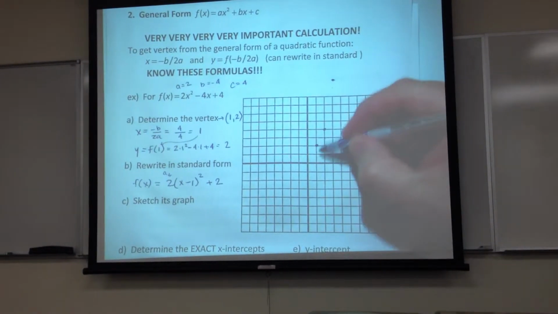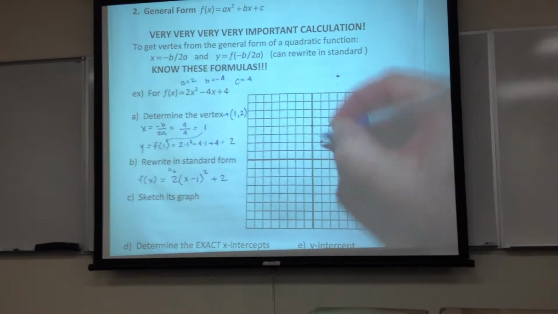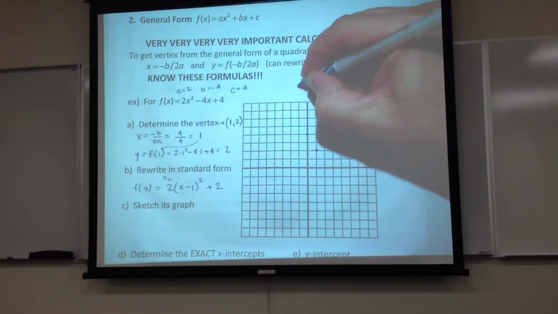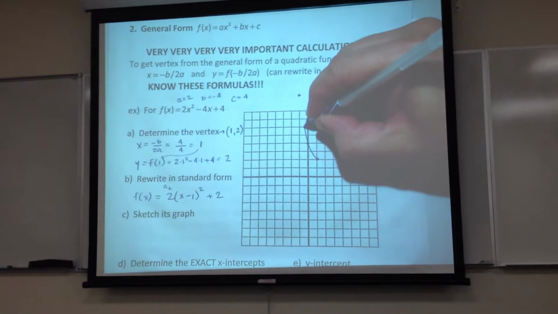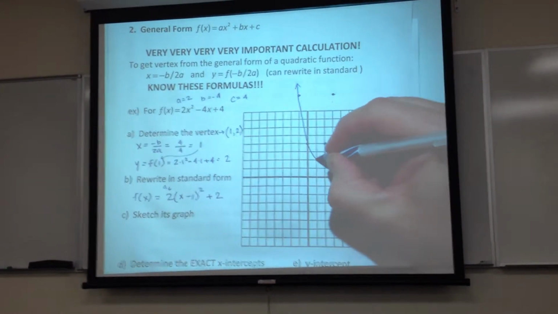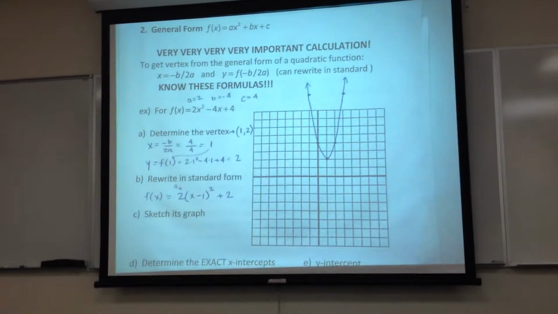fall. And then you can use the symmetry line for the parabola to plot points over here on the left side of the vertex. Okay, so this one would look something like this when you finally get it plotted. Okay, roughly like that.